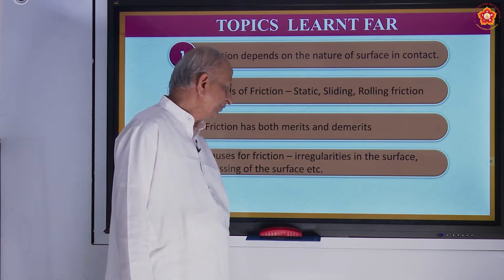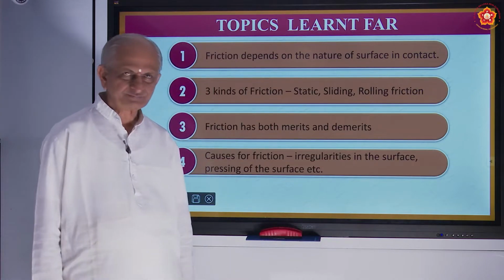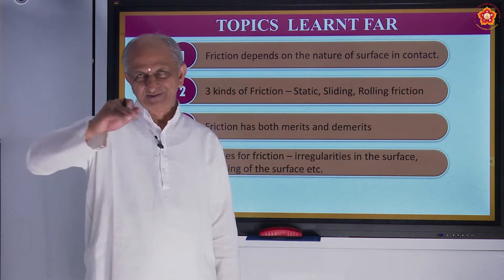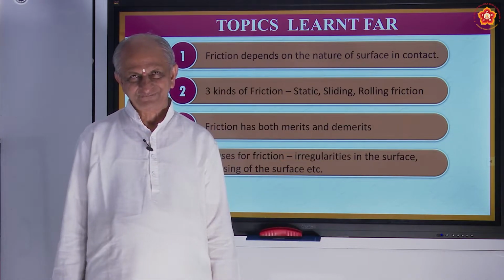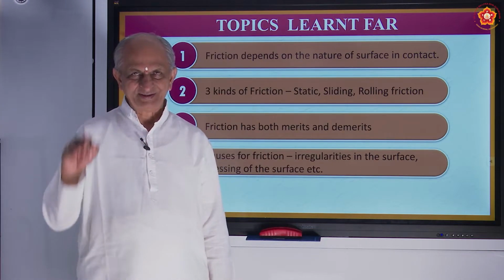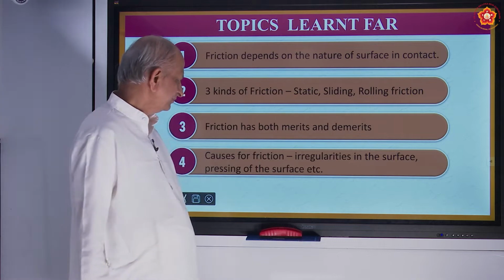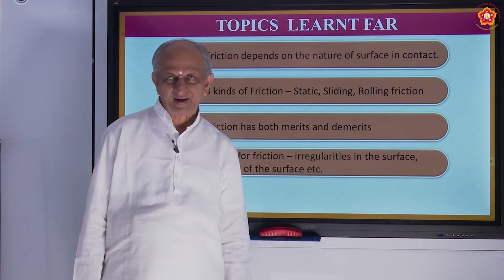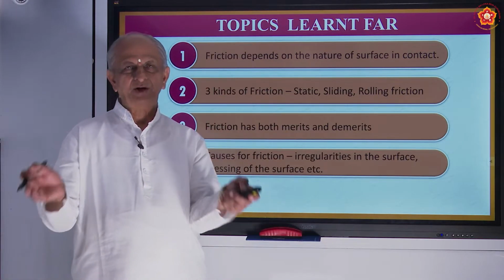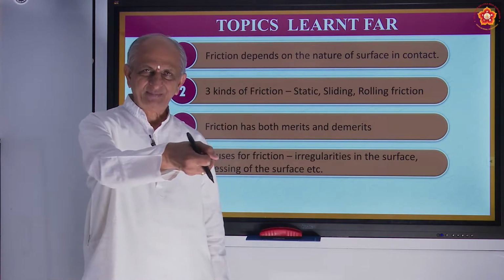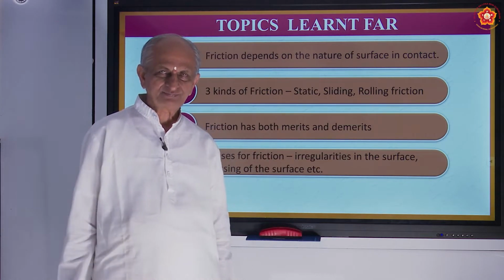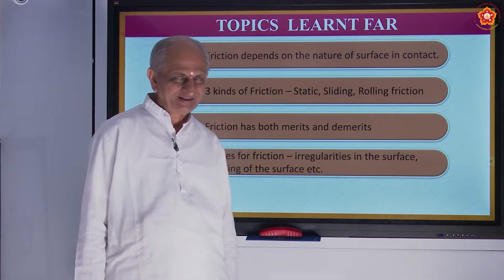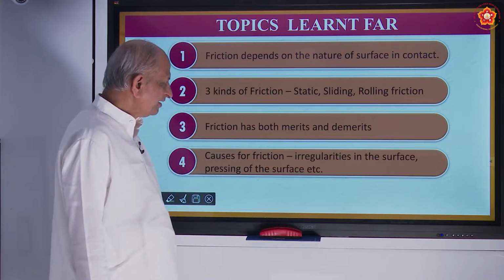And also you have studied about causes of friction. What are the causes? Irregularities in the surface. The surface is not proper. Irregularity means not decent, ups and downs. Then pressing of the surface, etc. Pressing means what? If the box is very light, it can be easily pushed or pulled, but a heavy box needs a lot of pressure. Correct? So these are some of the things we have seen in the previous class.